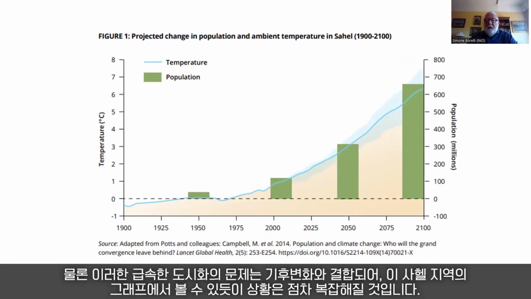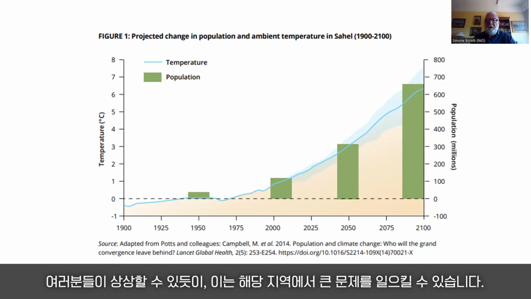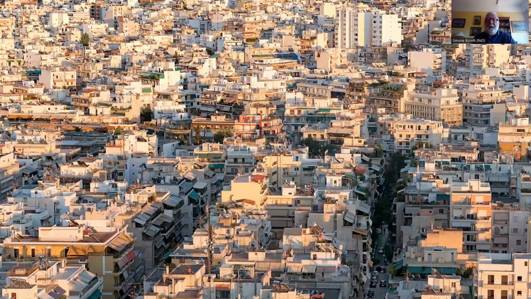This problem of fast urbanization will be coupled with climate change. In some areas, for example, in this graph, you can see the situation in the Sahel, the situation will become increasingly complicated. It is estimated, and this is an article from the Lancet, that by the end of this century, the temperature will go up by 7 degrees and the population will triple. As you can imagine, this is going to create major issues in that area.